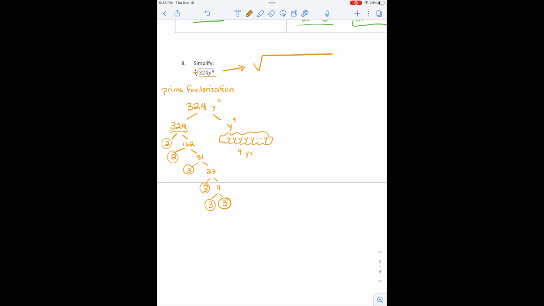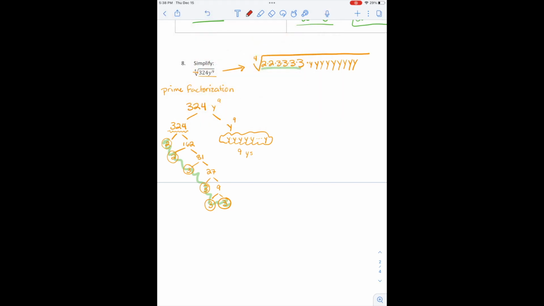So I'm going to rewrite as the 4th root of 2 times 2 times 3 times 3 times 3 times 3. All of that came from these numbers over here, times y, times y, times y, times y, times y, times y, times y, times y. We have 1, 2, 3, 4, 5, 6, 7, 8, 9 y's.